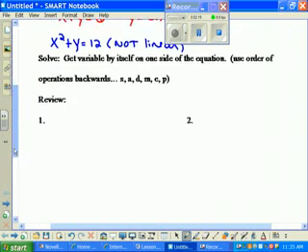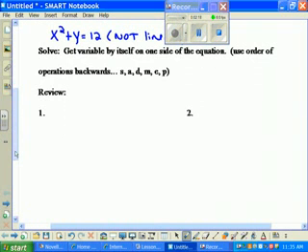Alright, so what we're going to be doing is solving these equations, and we're going to be using the order of operations, but we're going to be using it backwards. So who remembers what the order of operations are? Parentheses. Exponent. Good. Multiplication. Good. Division. Good. Addition. Good. Okay, so we're going to be using them in the opposite direction. S-A-D-M-E-P. So we're going to be moving backwards.